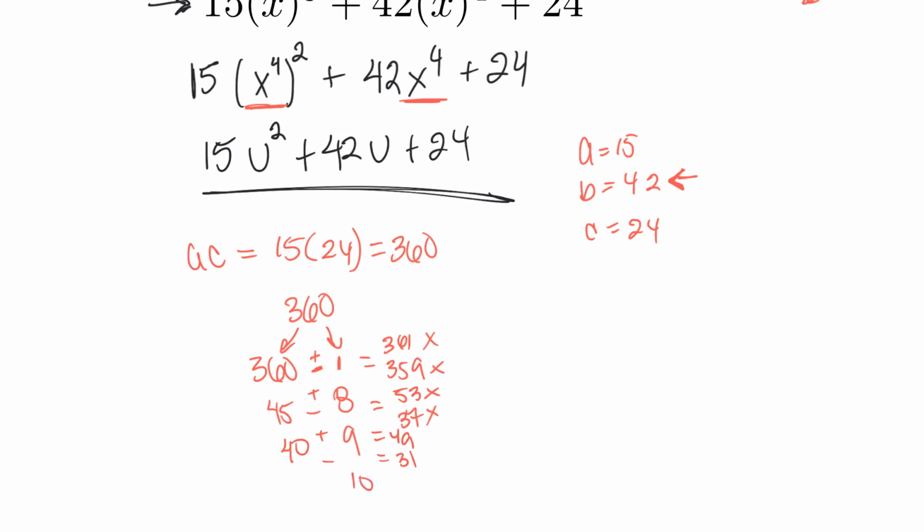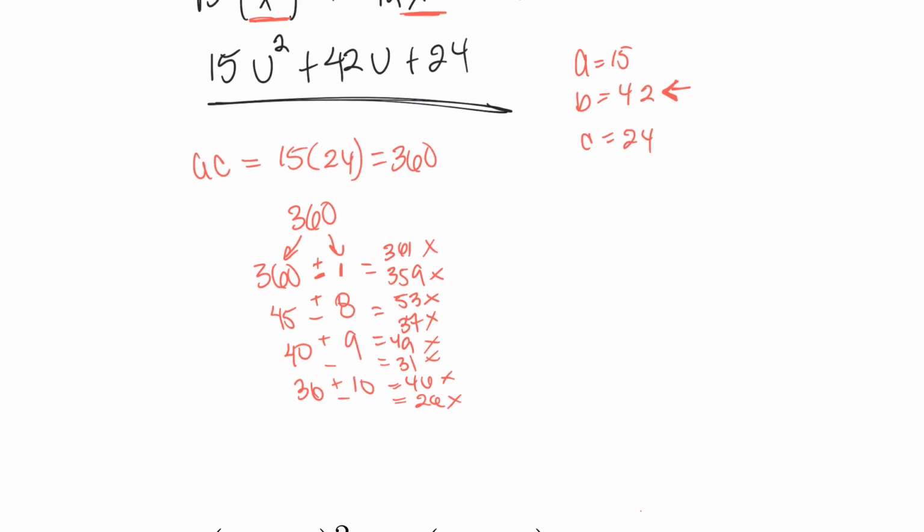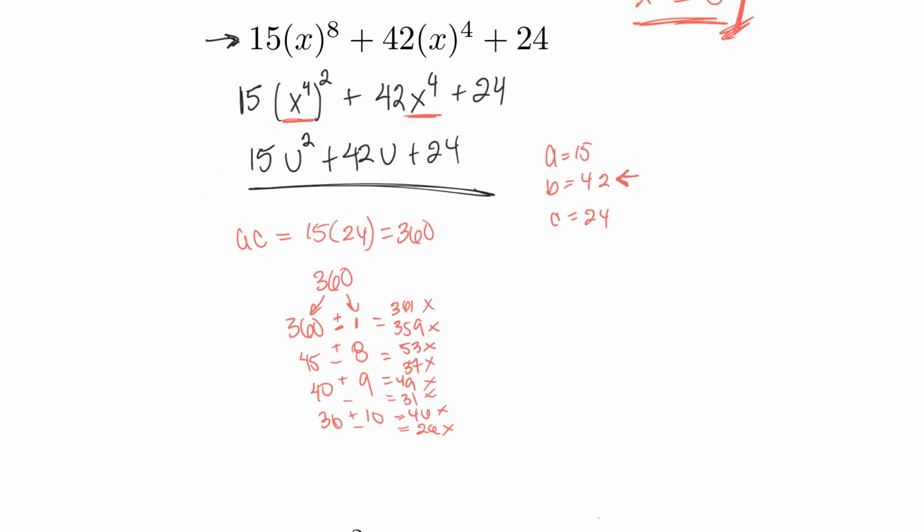Then let's go to 10. The other number should be 36. If I add, I get 46. Not good. And if I subtract, I get 26. Not good either. Let's try 11. No, 11 doesn't work because 360 is not divisible by 11. So let's try 12. To what number do I have to multiply 12 to get 360? To 30. If I add these two, I get 42. Oh, 42, the number that I want. So we found our two numbers: 30 and 12.